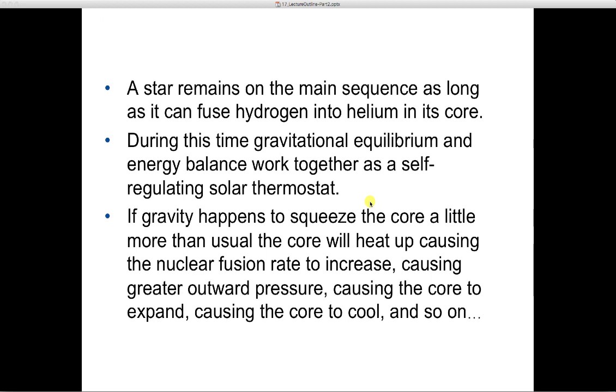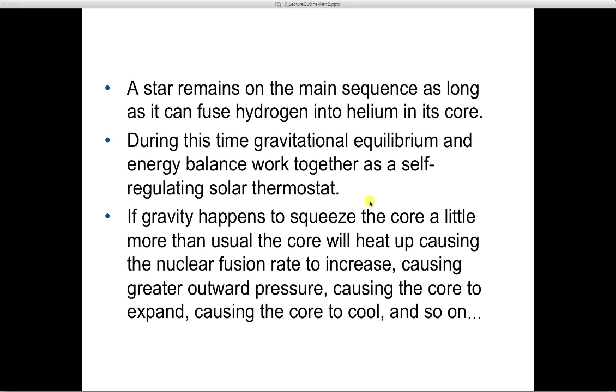So a star is on the main sequence as long as it's burning hydrogen into helium in its core. And during this time, there's this equilibrium between gravity squeezing inward and energy pressure pushing outward. And there's a nice balance. If somehow gravity was to squeeze a little harder to increase the temperature of the core, the nuclear fusion rates would increase, and that increased energy production would push outward harder, causing the core then to expand, and then this expansion would actually cause the core to cool, and then the reaction rates would go back down again.